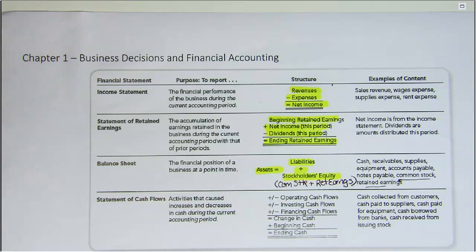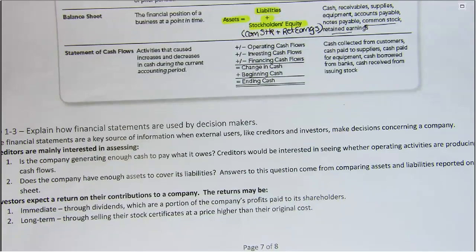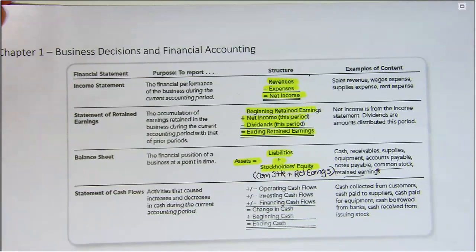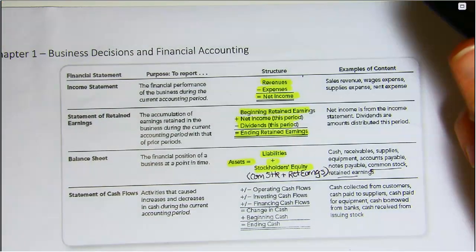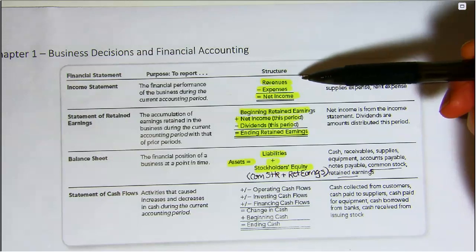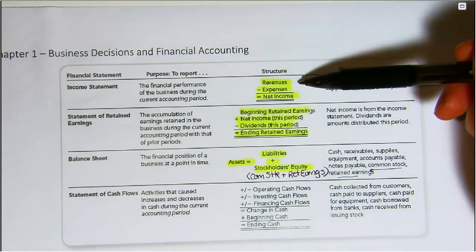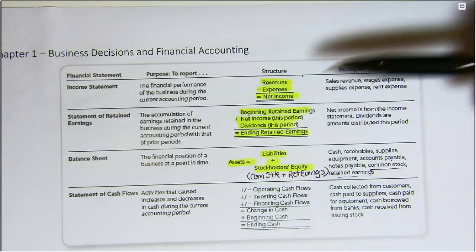Hi, this problem demonstration video deals with the relationships between the financial statements. And if you take a look at your chapter summary notes on page 7, you'll see a nice summary of the three financial statements that we learned and the formulas. So we've got the income statement, which we must do first. Revenues minus expenses equals net income. If the revenues are greater, it's a net income. If the expenses are greater than the revenues, it's a net loss.